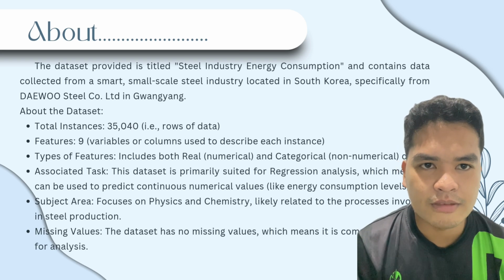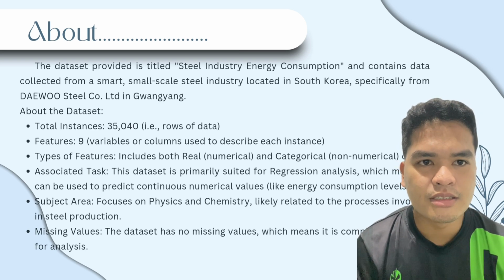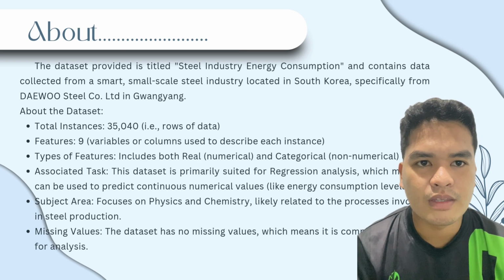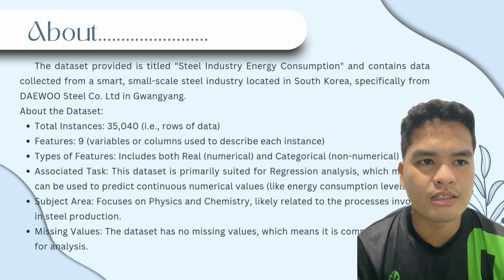About the dataset. Total instances: 35,040 rows of data. Features: 9 variables or columns used to describe each instance. Types of features include both real numerical and categorical non-numerical data.